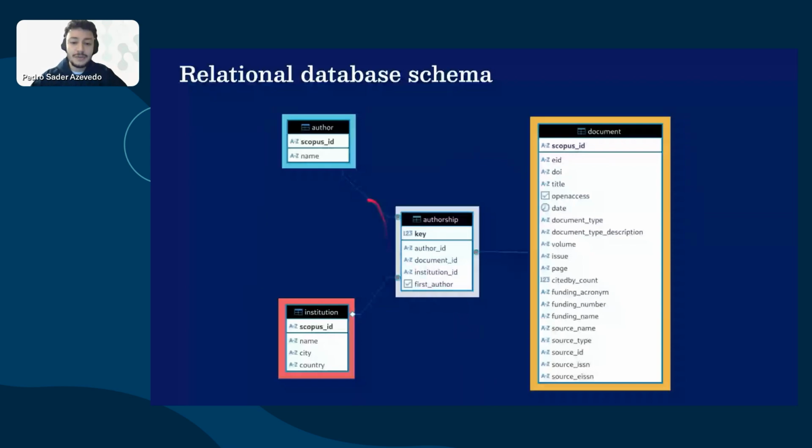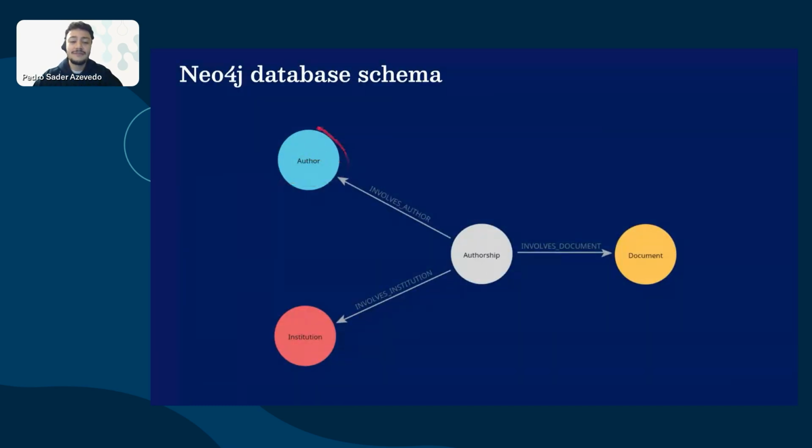If you were to model this as a relational database, you'd probably go with something like this: a table for author, a table for institution, a table for document, and an associative table in between them to associate these three entities. And the truth is, it's not much different when it comes to graphs. If it's your first time modeling data for graphs, it's a good start to model this as a relational database first, and it's going to help you a lot to then model your data as a graph. But anyway, in the Neo4j database schema, I had nodes for author, institution, and document, as well as this helper node right here, which helped connect these three entities.